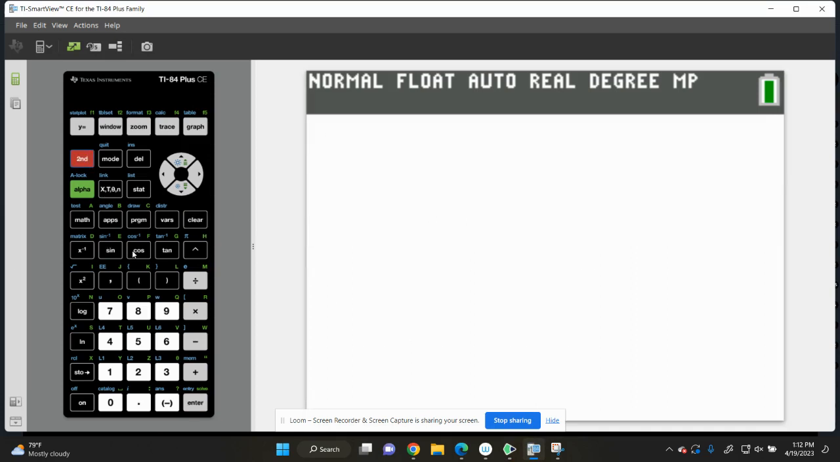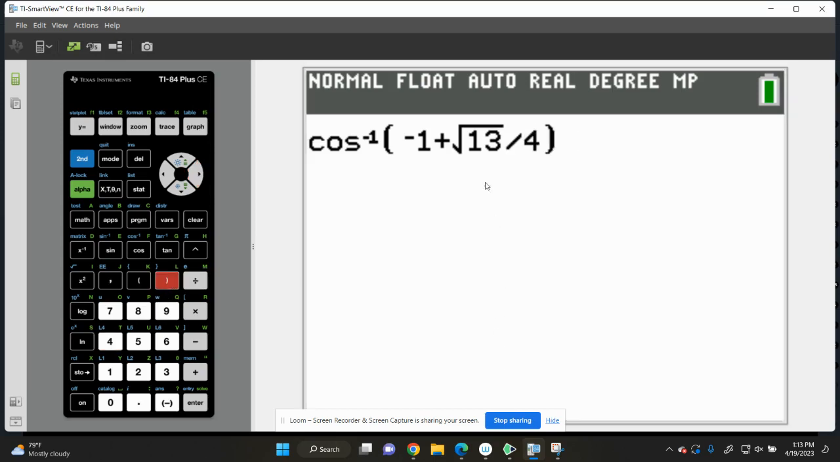So we're looking at the inverse cosine of negative 1 plus the square root of 13. I need to be very careful with the way I'm entering this. I'm going to divide it by 4. Now when I do that, I realize this is going to take the square root of 13 divided by 4 and add negative 1 to it. So I need to add some parentheses in there.